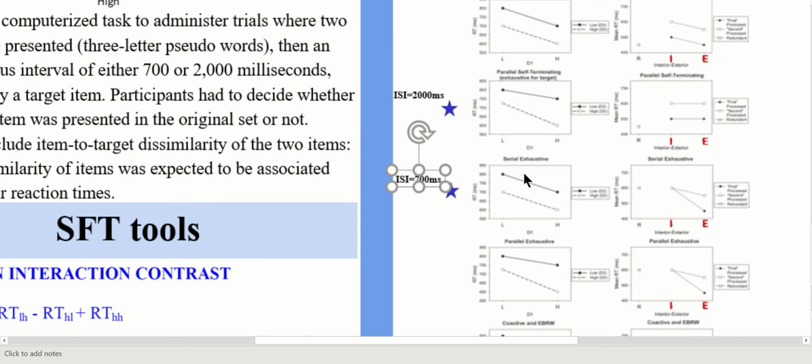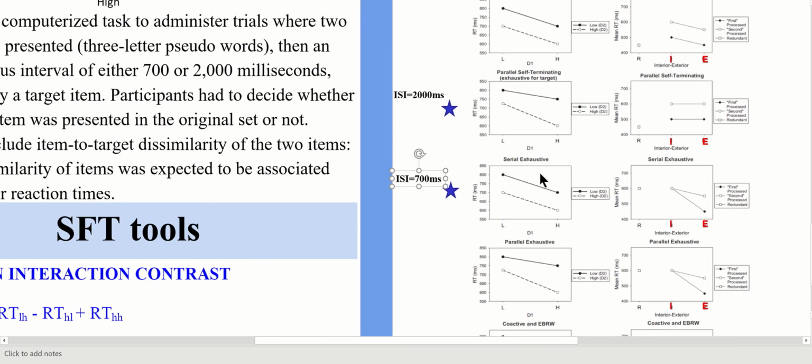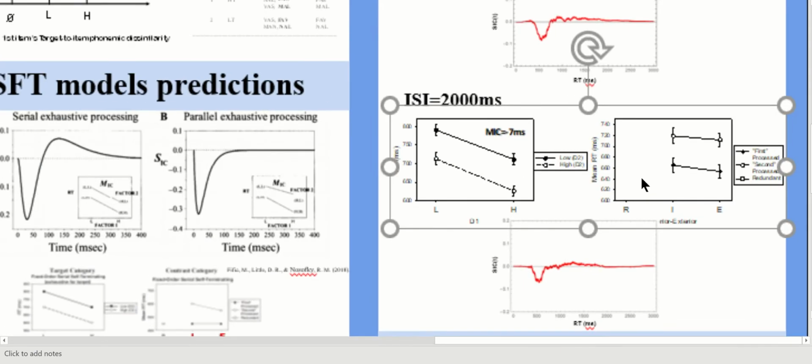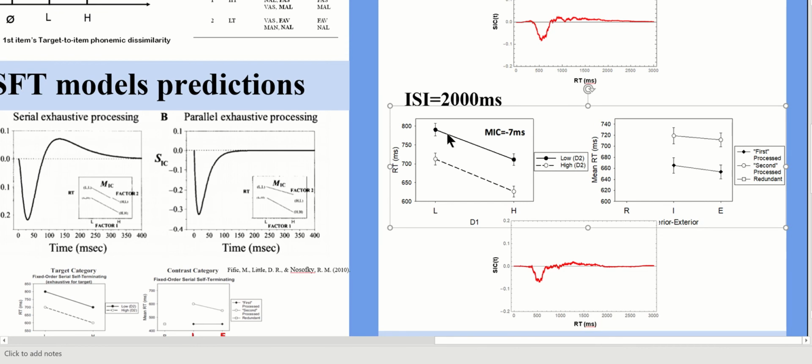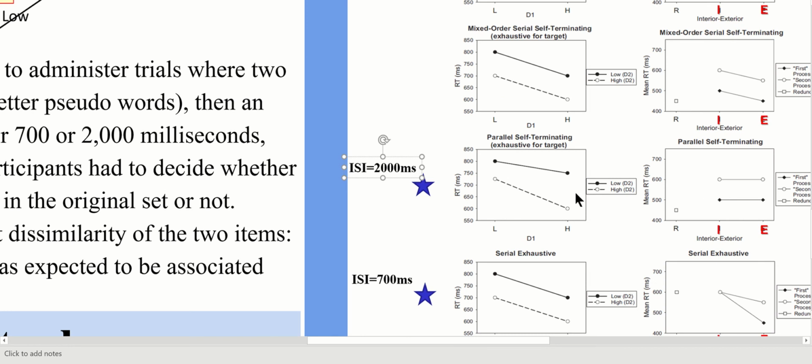Note, this is the case for this particular pattern of results. So this is for the short ISI. We found serial exhaustive processing in both target present and target absent cases. For the longer ISI, the results look fairly similar, although MIC is negative, meaning this part is a little bit more negative than the positive part here, and there is an absence of the difference that we observed for 700 milliseconds. This is the pattern that corresponds more to parallel processing, parallel exhaustive for the target absent and parallel self-terminating for the target present cases.